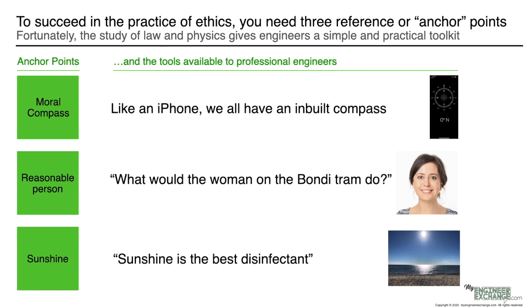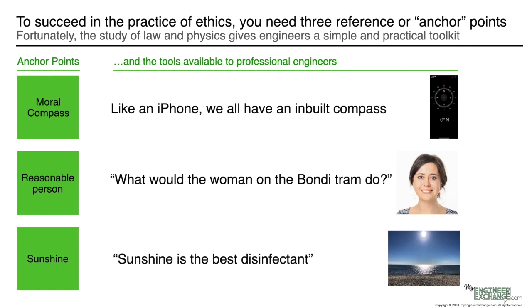To succeed in the practice of ethics, you're going to need 3 reference, or what I call anchor points. They are a moral compass, that's the internal reference point, a reasonable person, that's the external reference point, and the environment within which you make ethical decisions or deal with ethical issues. And that is in the sunshine. You've heard me say before that sunshine is the best disinfectant when it comes to dealing with ethical dilemmas. Transparency and openness is what ethical decision making is all about.